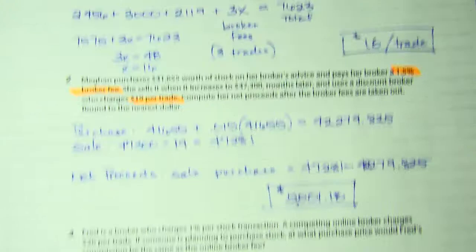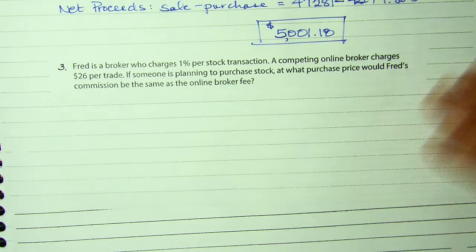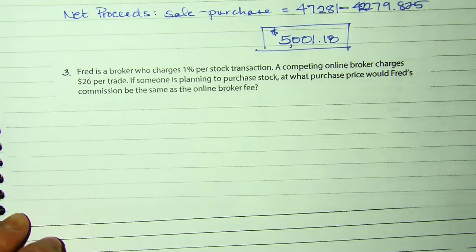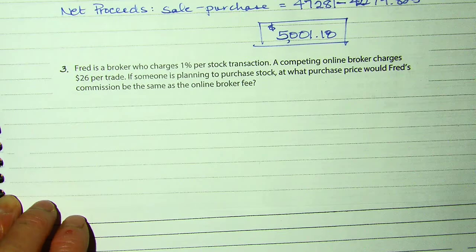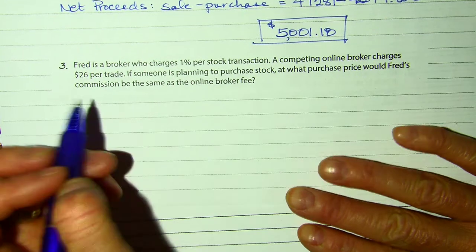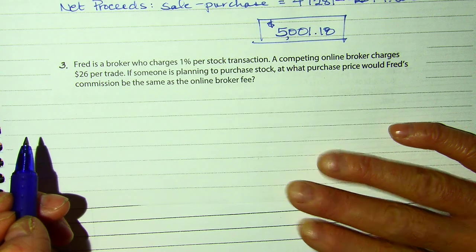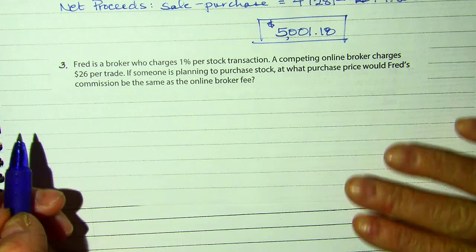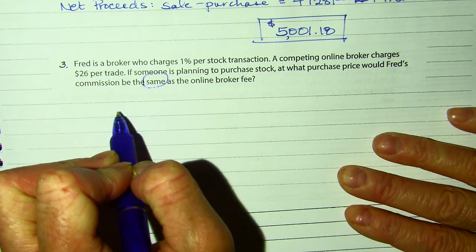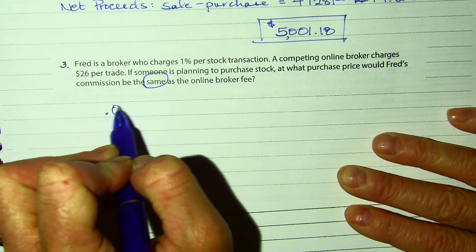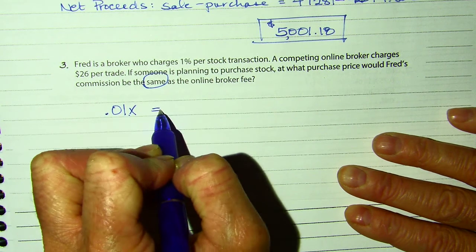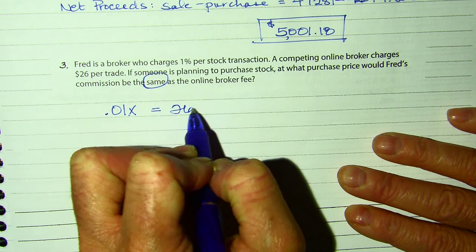Next one. Fred is a broker who charges 1% per transaction. A competing online broker charges $26 per trade. If someone's planning to purchase stock, at what price would they be the same? So when would 1% of a sale be equal to $26 per trade?